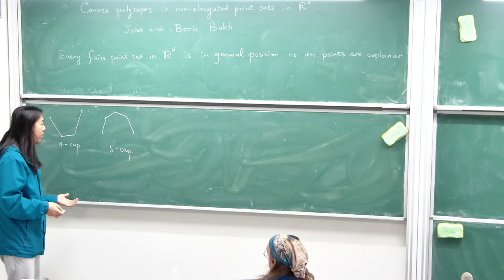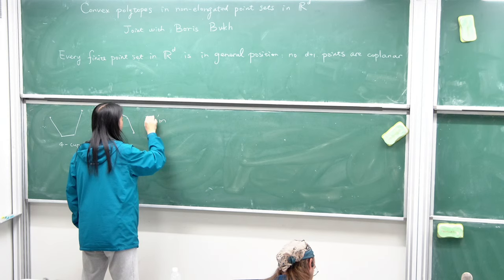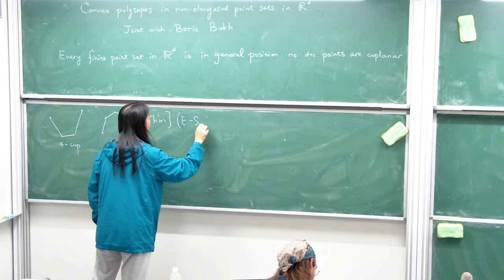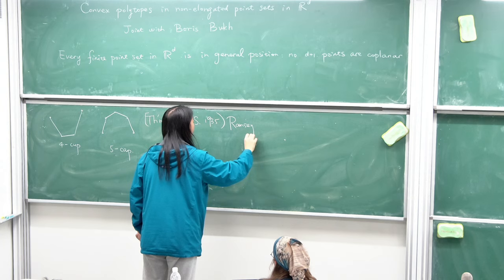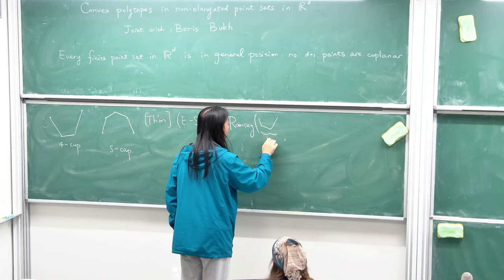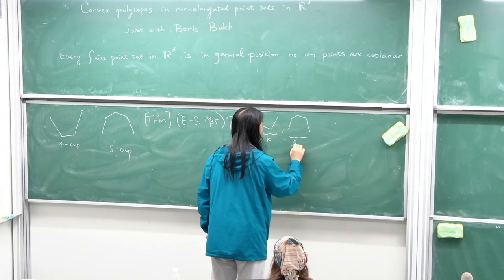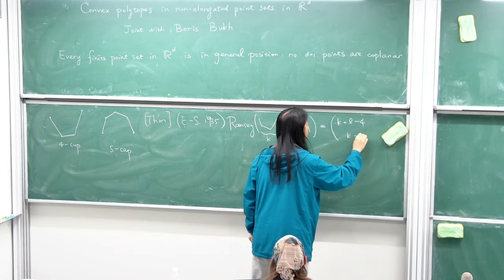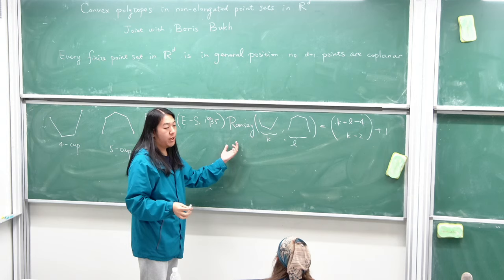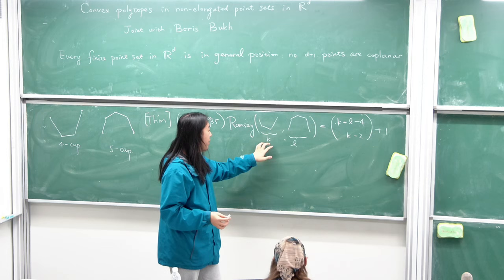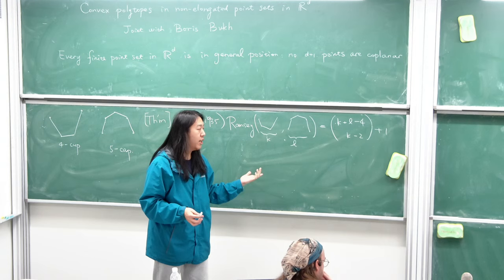And then what Erdős and Szekeres proved is that the Ramsey number of a k-cup and an l-cup is exactly binomial(k+l-4, k-2), maybe plus 1, depending on how you define this Ramsey number. This many points guarantee either a k-cup or an l-cap. And minus one is the biggest possible size of a set that avoids these.